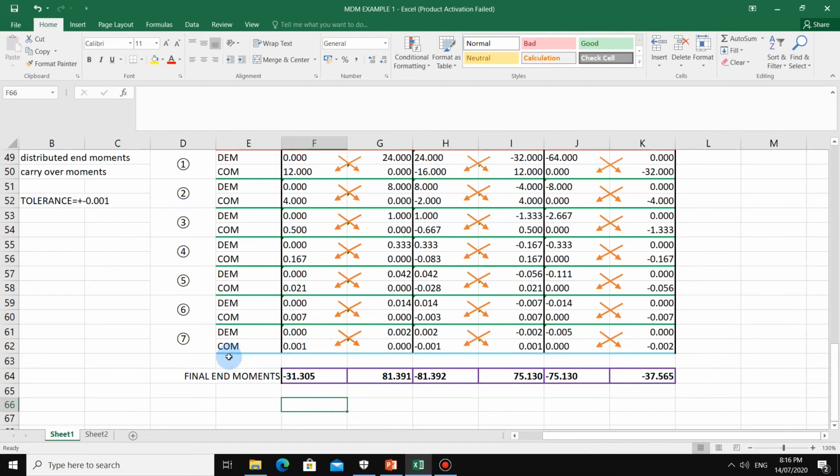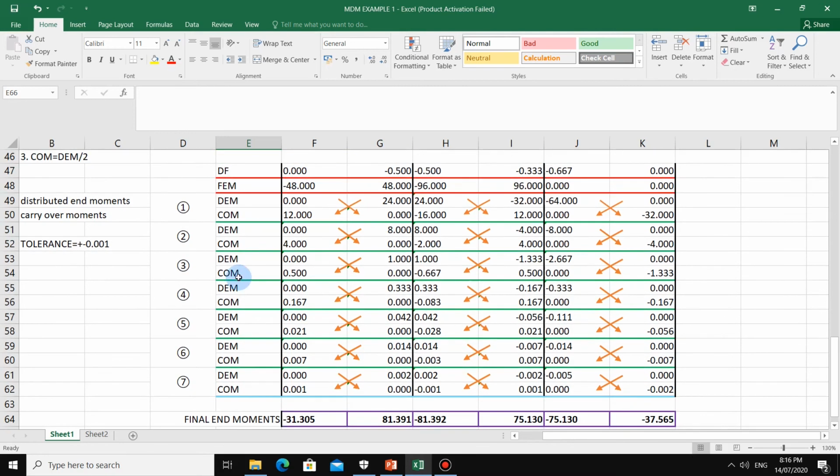So how to lock? The locking, guys, is you draw two lines. So you draw two lines, in blue, then a double line. Okay, that will indicate that it is locked. Once it is locked, guys, it means you can no longer create another cycle. Okay, so that's why the last step should always be the carryover moments.